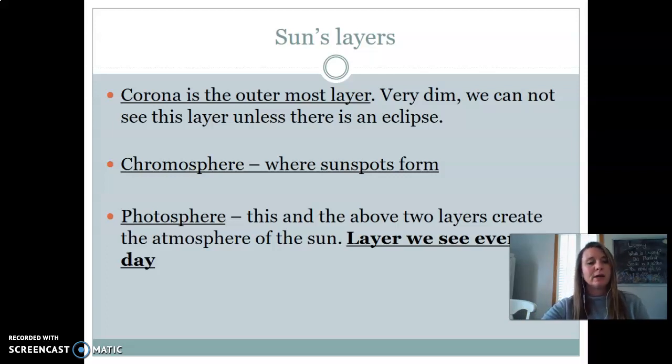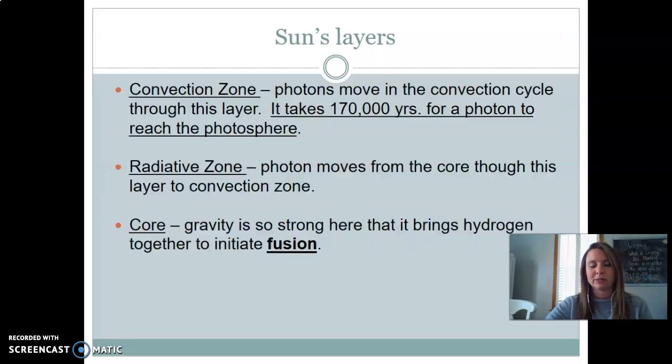And then the final layer in the Sun's atmosphere is called the photosphere. And this is a layer that we see every day. So if you were to look up at the Sun, we actually can't see the blemishes of the sunspots on it, nor do we see the corona. We only see that photosphere, and that's the layer that we see. And then inside that, we have the inner layers of the Sun.